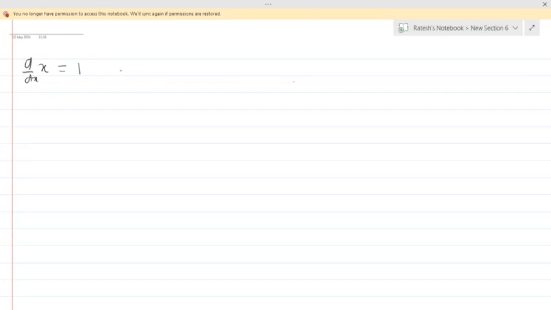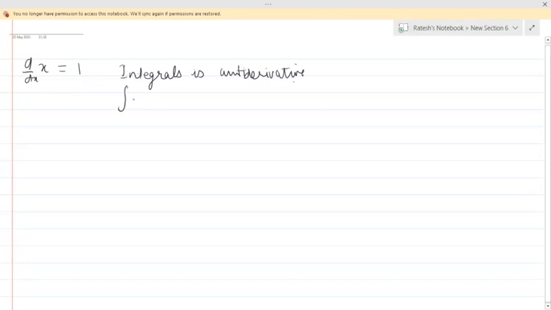Basically, integrals are antiderivatives. So if you want to calculate the integral of a constant, now we have the constant 1. If we shift that to the other side, then we will write it like this. The integral of a constant number will always be the variable plus some other constant, c.